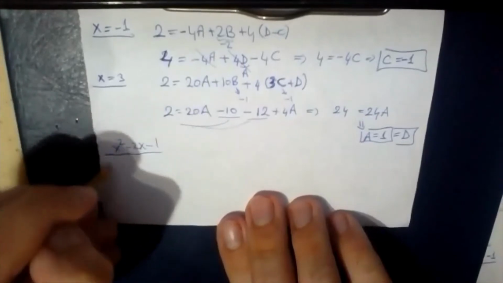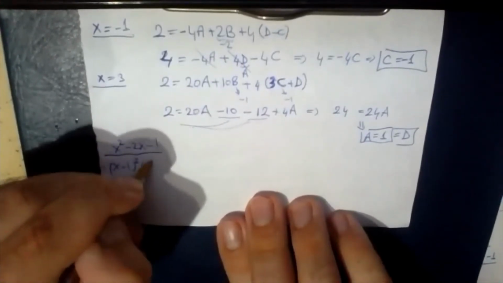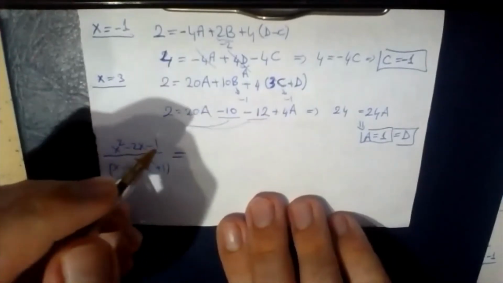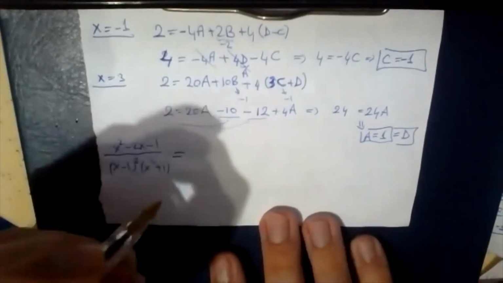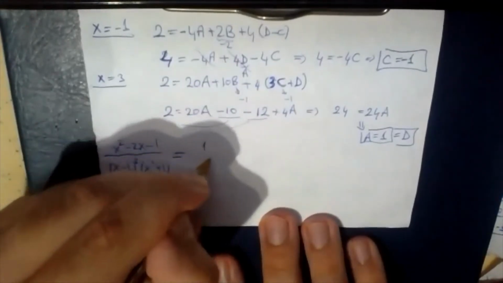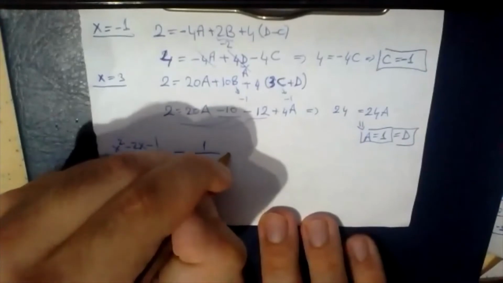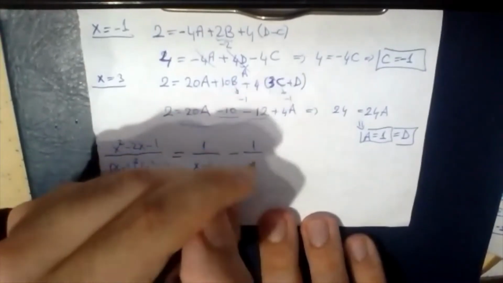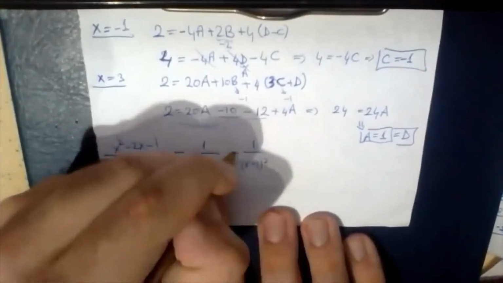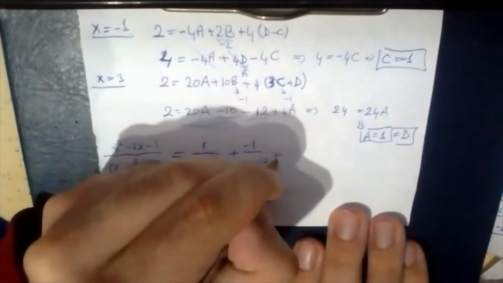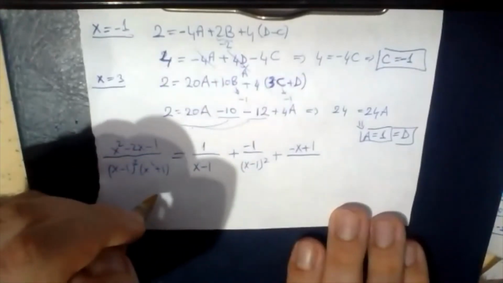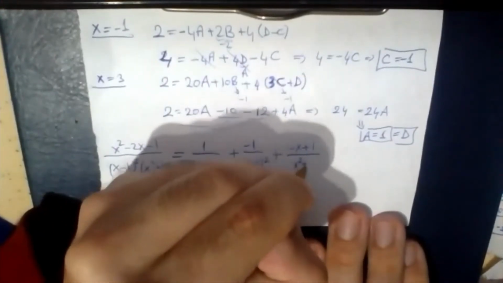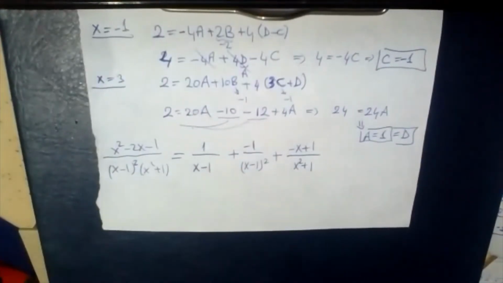x square minus 2x minus 1 over (x minus 1) squared times (x square plus 1) is equal to, what? 1 over (x minus 1) minus 1 over (x minus 1) squared, plus (minus x plus 1) over (x square plus 1). Now, what will be next?